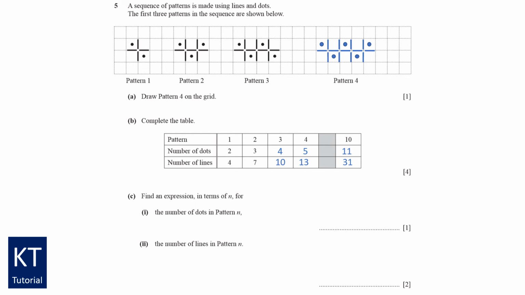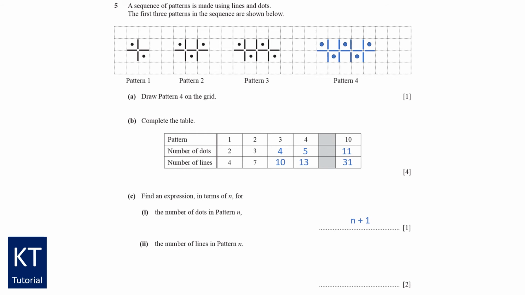You could then validate for correctness, for it needs to be some sort of a sequence. In the case of number of dots, it would be adding by 1 in succession, and in the case of lines, you would be adding by 3 in succession. Question 5c. Find an expression in terms of n for the number of dots in pattern n. As the number of dots is just 1 above the pattern number, this is n plus 1.